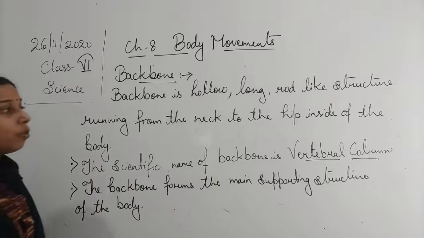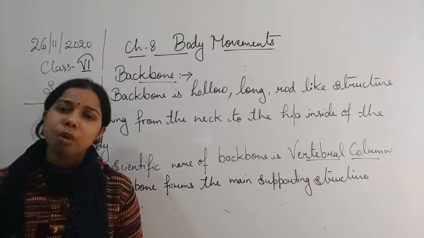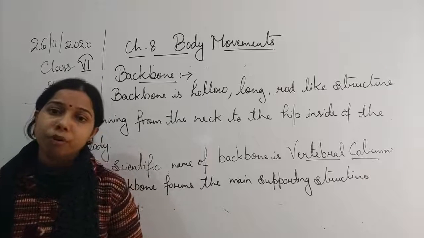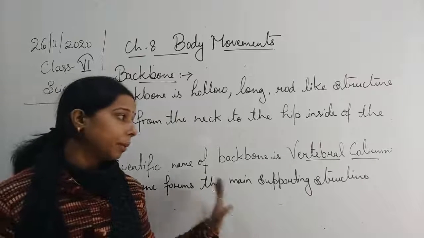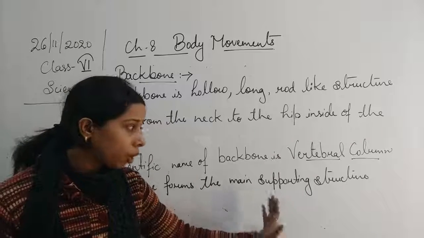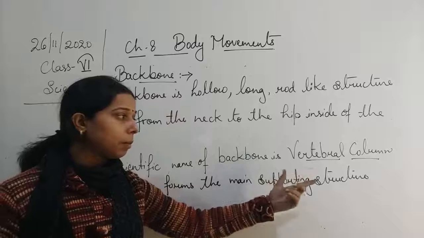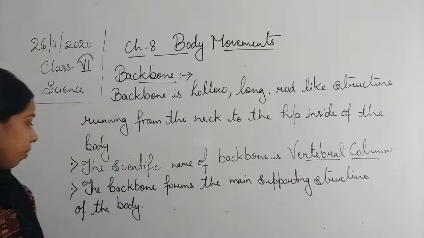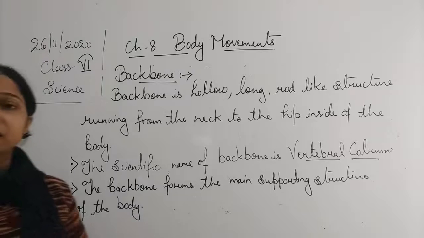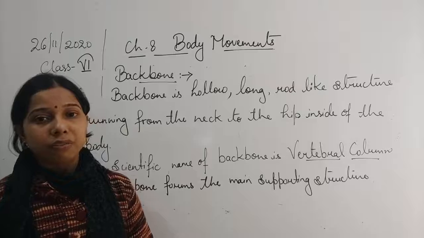Now, this backbone is made up of 33 small bones. These small bones join together to form the vertebral column. The term vertebrate comes from the backbone. So the scientific name of the backbone is called the vertebral column, and it helps in giving support to the overall structure of the body.